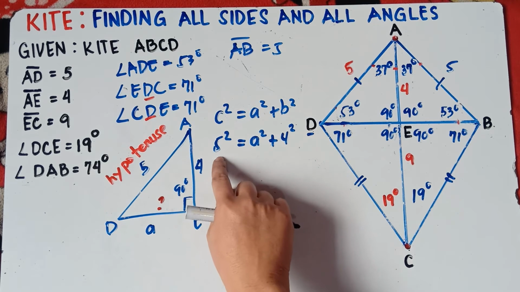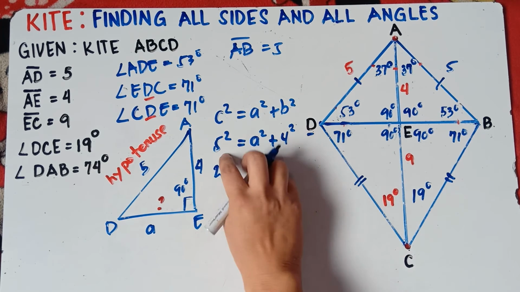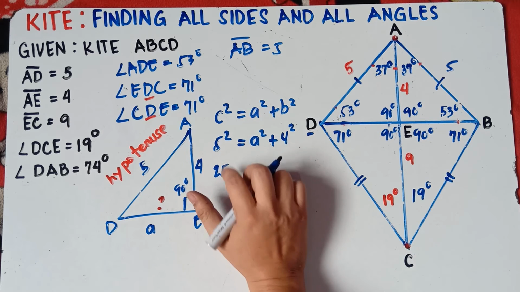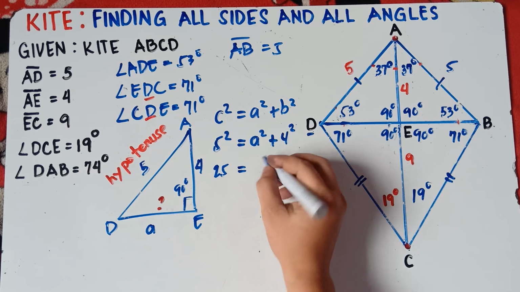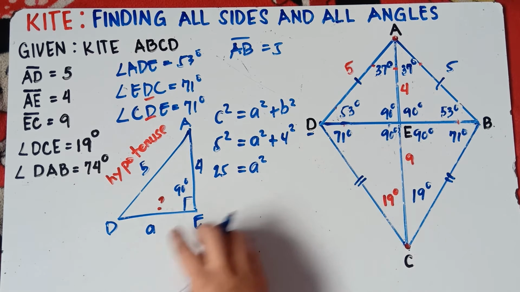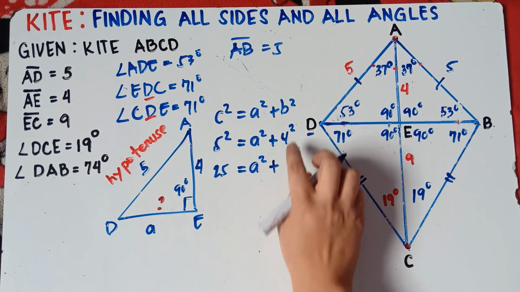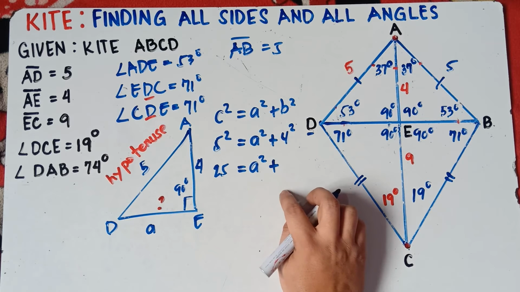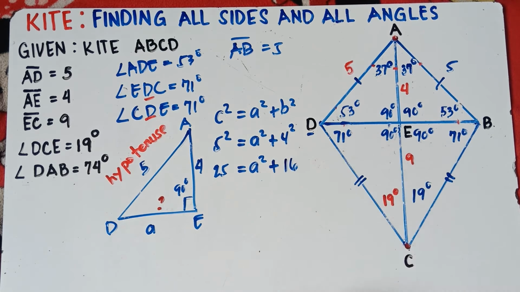So this will be 5 squared, that is 25. 5 times 5 is 25. It's not 5 times 2. It means 5 times 5. That would be 25 equals A squared. We don't have the value of A. Plus 4 squared. What is 4 squared, class? That's correct. 4 squared means 4 times 4, and that would be 16.